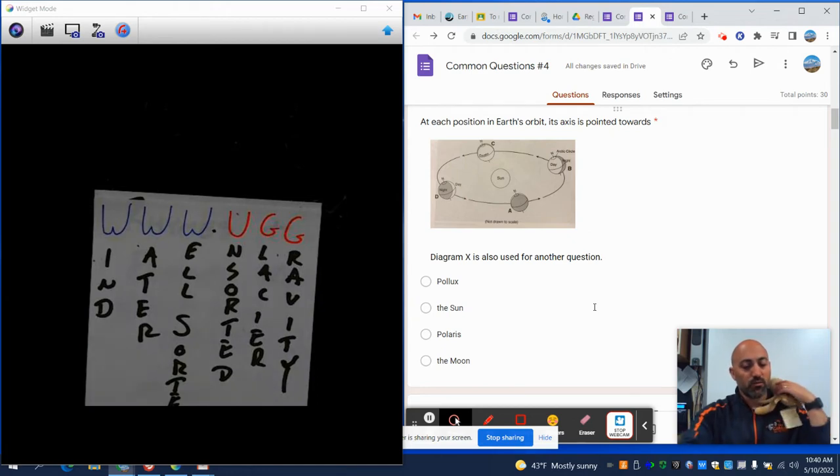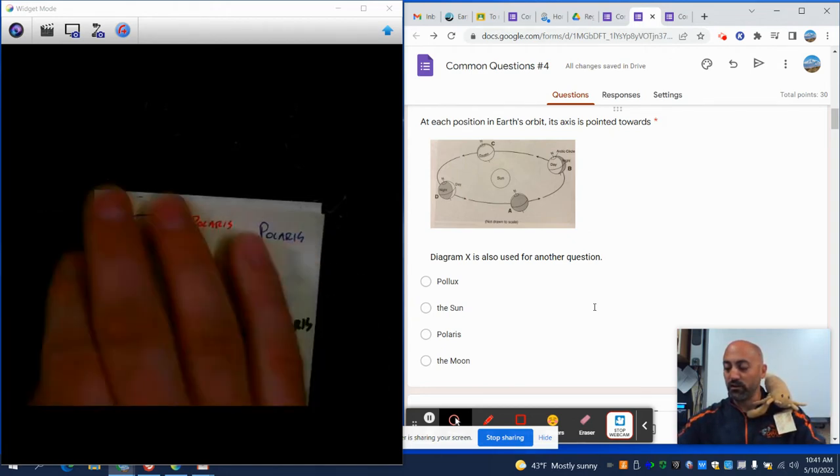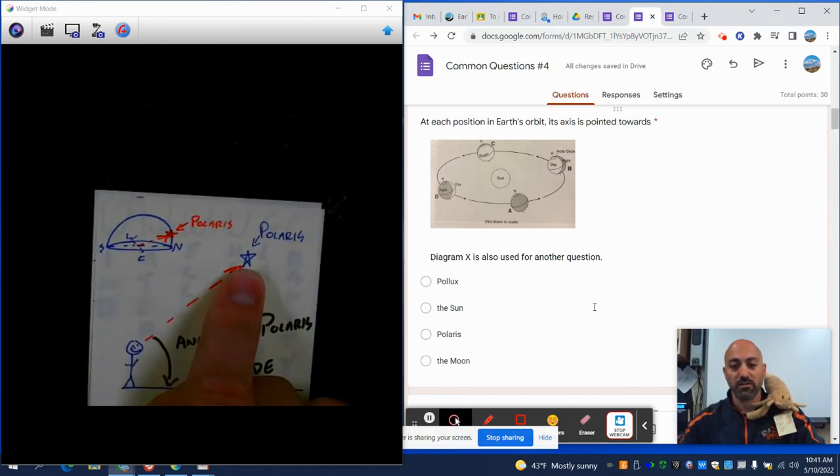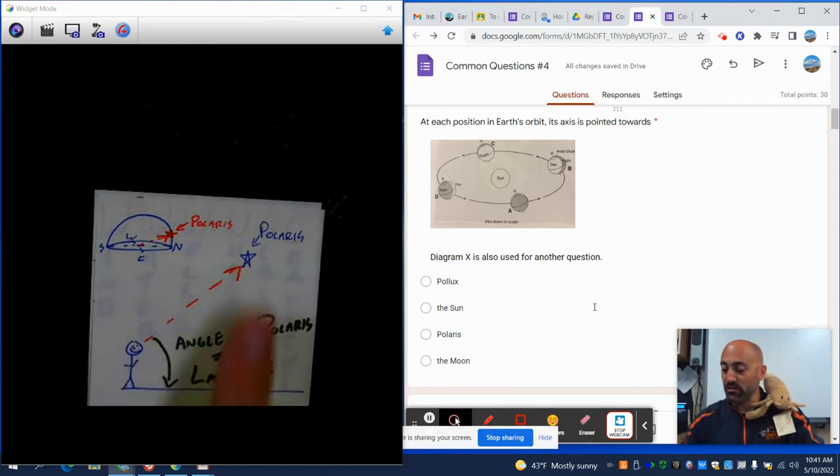Earth's orbit, what is it pointed to? A couple of different ways you'll see questions on the angle of Polaris. The tilt of our Earth always points towards Polaris. So the North Pole always points towards Polaris. So the angle of Polaris is equal to the observer's latitude.